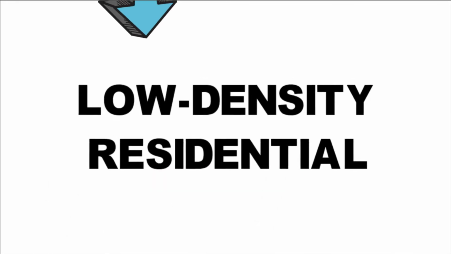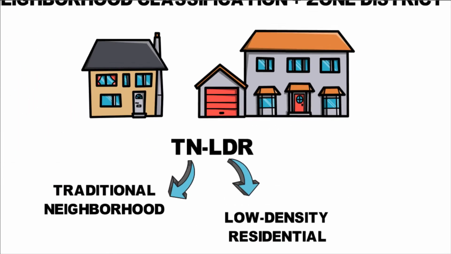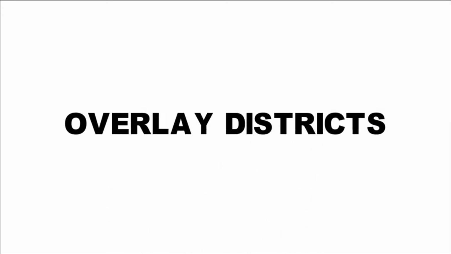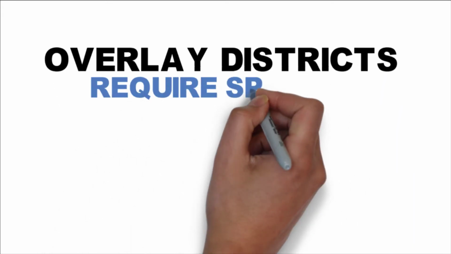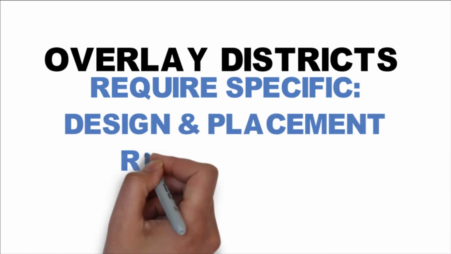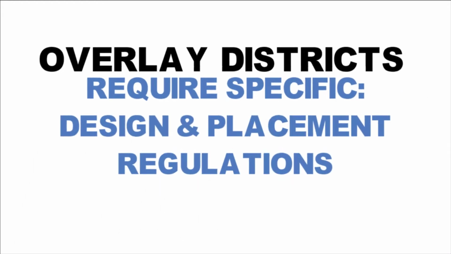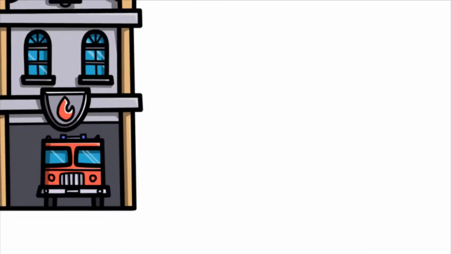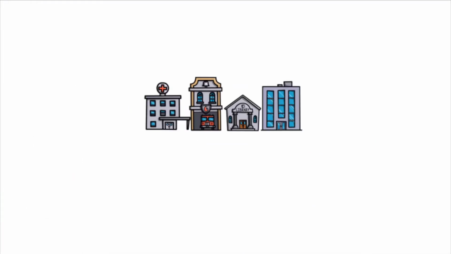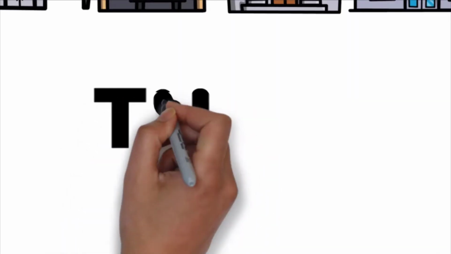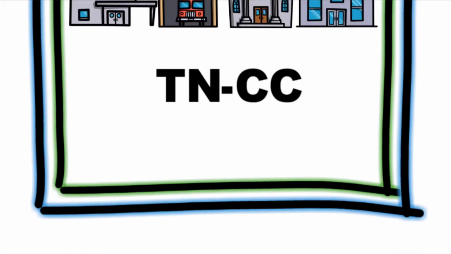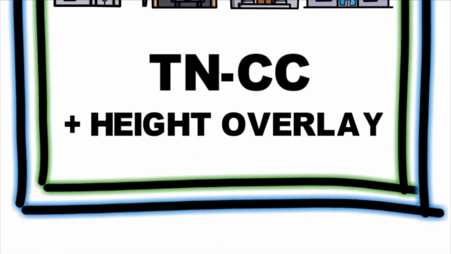Now that we've covered the main zone districts, let's talk about overlay districts. We have overlay districts for areas within the city that need special consideration to provide certain design, placement, and other regulations in addition to those set by the current zoning designation. For overlay districts, a property would have both a regular zoning designation, such as traditional neighborhood city center, but it might also be in an overlay district.